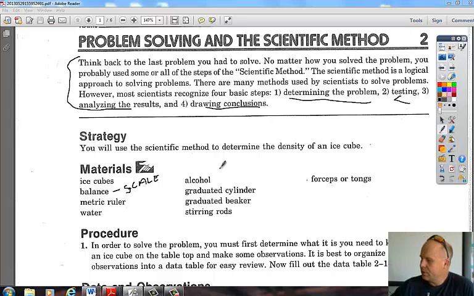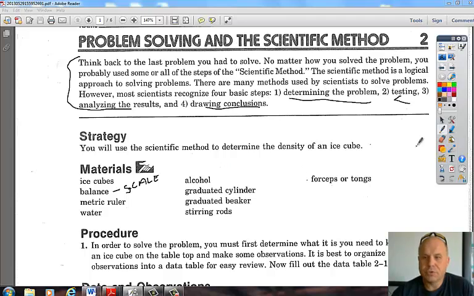A graduated cylinder, you guys have seen these. A graduated beaker, that's nothing more than a beaker itself, but it has graduations on the side of it, which are measurements. A stirring rod, which is a glass rod. Please be careful of those, they do break easily. And then some forceps or tongs. Forceps are tweezers, and these are tongs. So that's the kind of stuff you're going to be using for this lab.